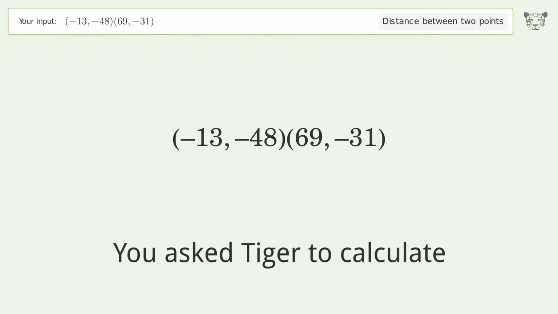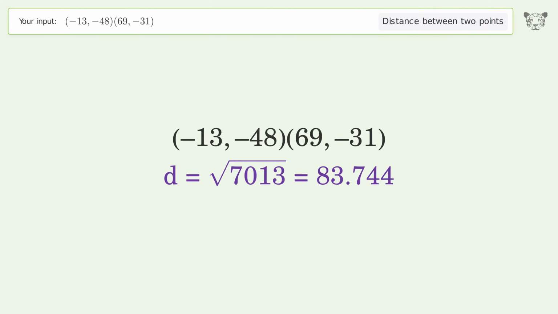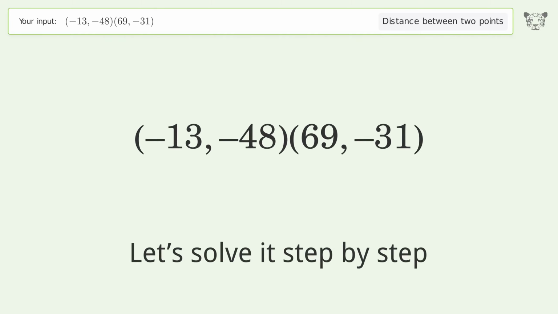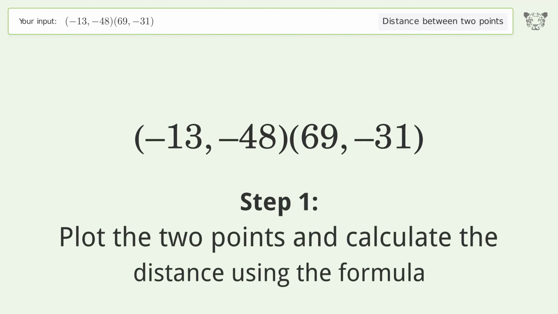You ask Tiger to calculate. This deals with the distance between 2 points. The distance between the 2 points is the square root of 7013, or 83.744. Let's solve it step by step. Plot the 2 points and calculate the distance using the formula.